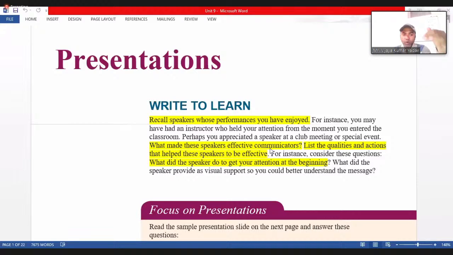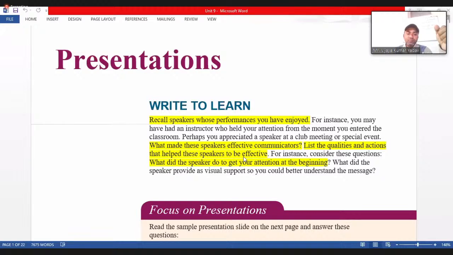And what made these speakers effective communicators? So what are the things that you found in the speakers which made them effective communicators? Okay, many people enjoyed that. So here, list the qualities and actions that helped these speakers to be effective. What are the qualities you found in the speakers? What are the impressive actions you noticed in the speakers? The qualities, the actions which made the speakers effective.